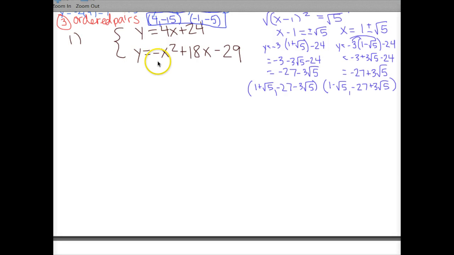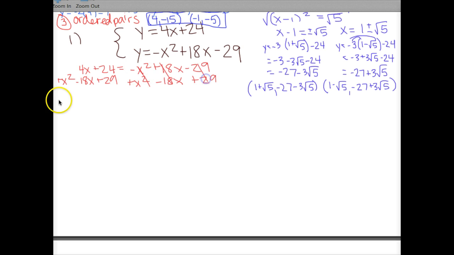So this is number 1 on the same page below the try these. So same idea. First thing I'm going to do is set them equal to each other. So 4x plus 24 equals negative x squared plus 18x minus 29. Then I'm going to get it into standard form. So add x squared, subtract 18x, add 29. So those are all going to cancel. And I've got x squared minus 14x plus 53 equals 0.